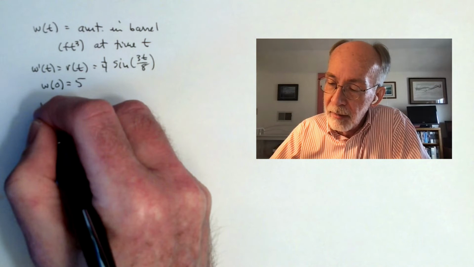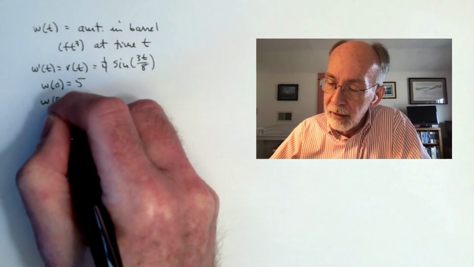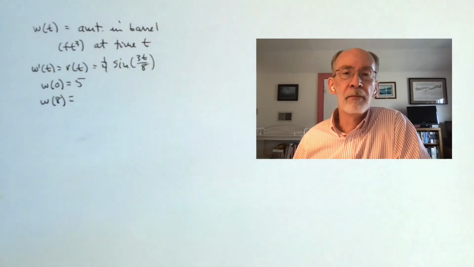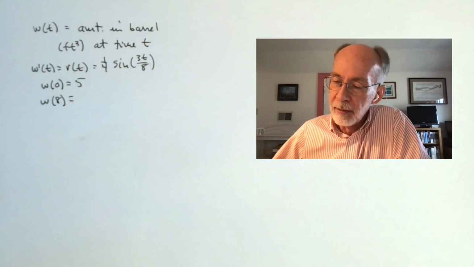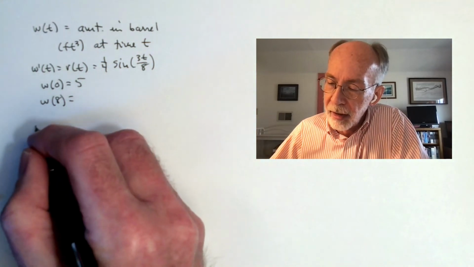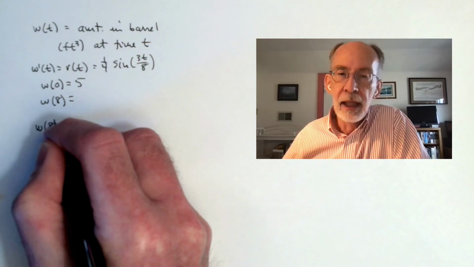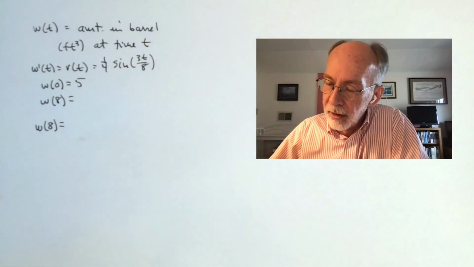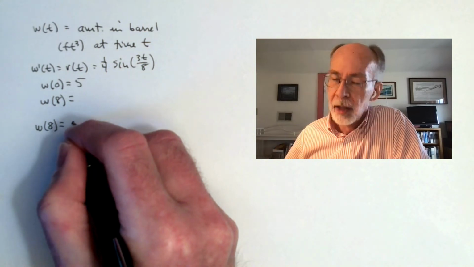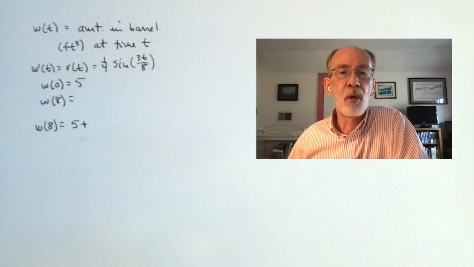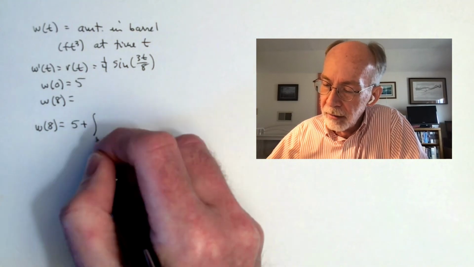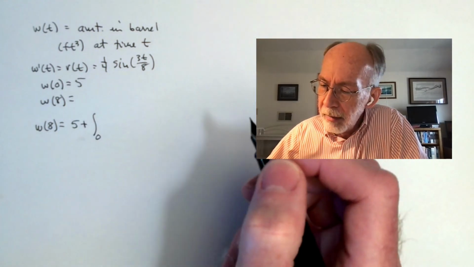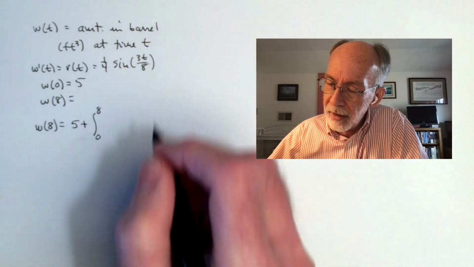We want to know the amount of water at time 8. Well, using this little relationship we just have been discussing, we should be able to say that the amount of water at time 8 is the amount of water at time 0 plus the change in the amount of water from time 0 to time 8. And that should be the integral from 0 to 8 of this function here.